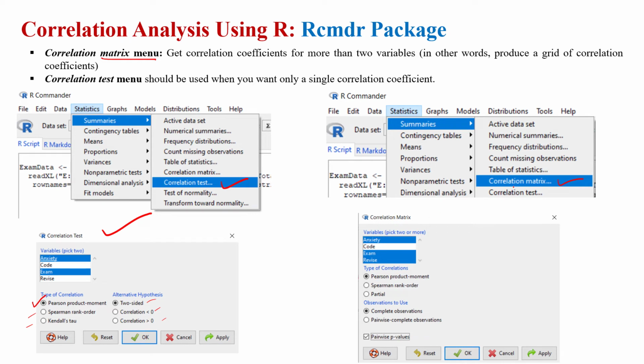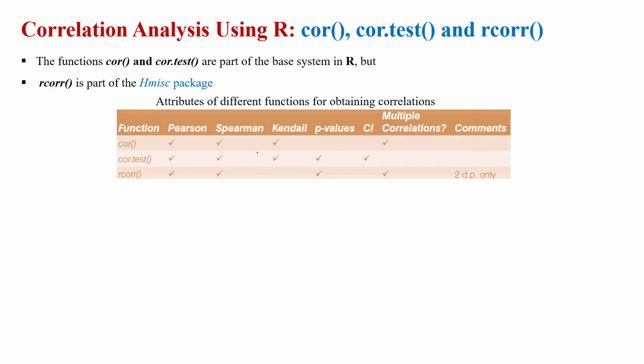Similarly, if you pick the matrix, from that you can also apply the partial correlation coefficient, which we will discuss later. But in the matrix there is no option for Kendall's, so you can only apply Pearson or the rank. Right now we want to apply the Pearson correlation coefficient, so it's up to you. Either you can use this command or this command, and you will get the results.